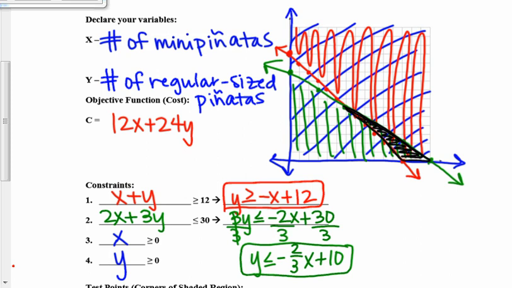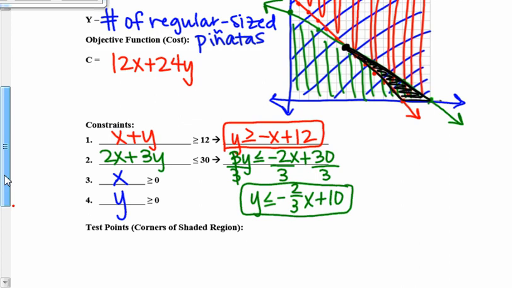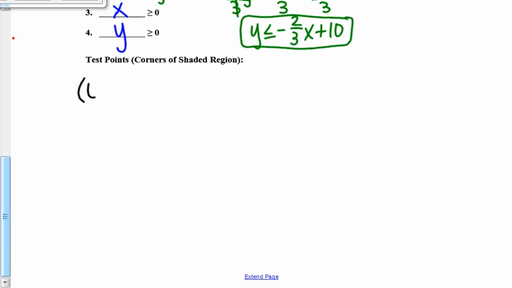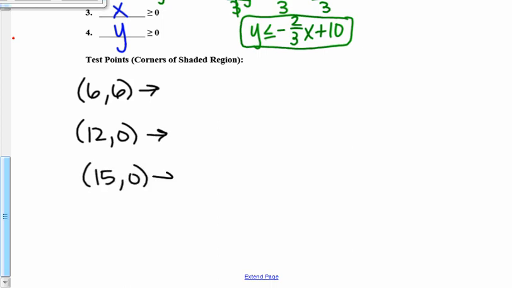Okay, let's find these test points. Well, one of them is right here. It's at 1, 2, 3, 4, 5, 6, comma 1, 2, 3, 4, 5, 6. 6, comma 6, that's nice. The other ones are over here at 12, comma 0 and 15, comma 0. So I have 6, comma 6 that I'm testing, I have 12, comma 0 that I'm testing, and then I have 15, comma 0 that I'm testing.